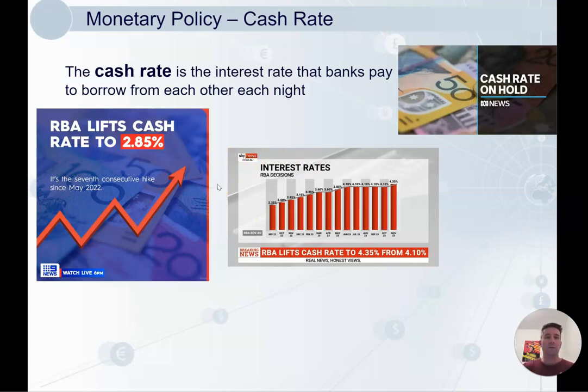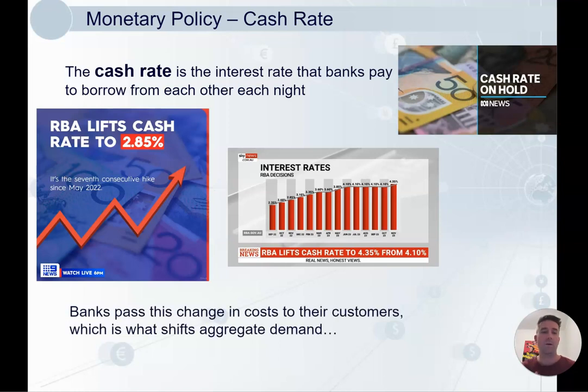So what is the cash rate? The cash rate is the interest rate that the Reserve Bank sets, and they put that on other commercial banks, right? So it's the rate that banks like Commonwealth and NAB have to pay to borrow from each other each night. We don't really need to know that detail that well, but just in case you were wondering what the cash rate is, that's what it is.